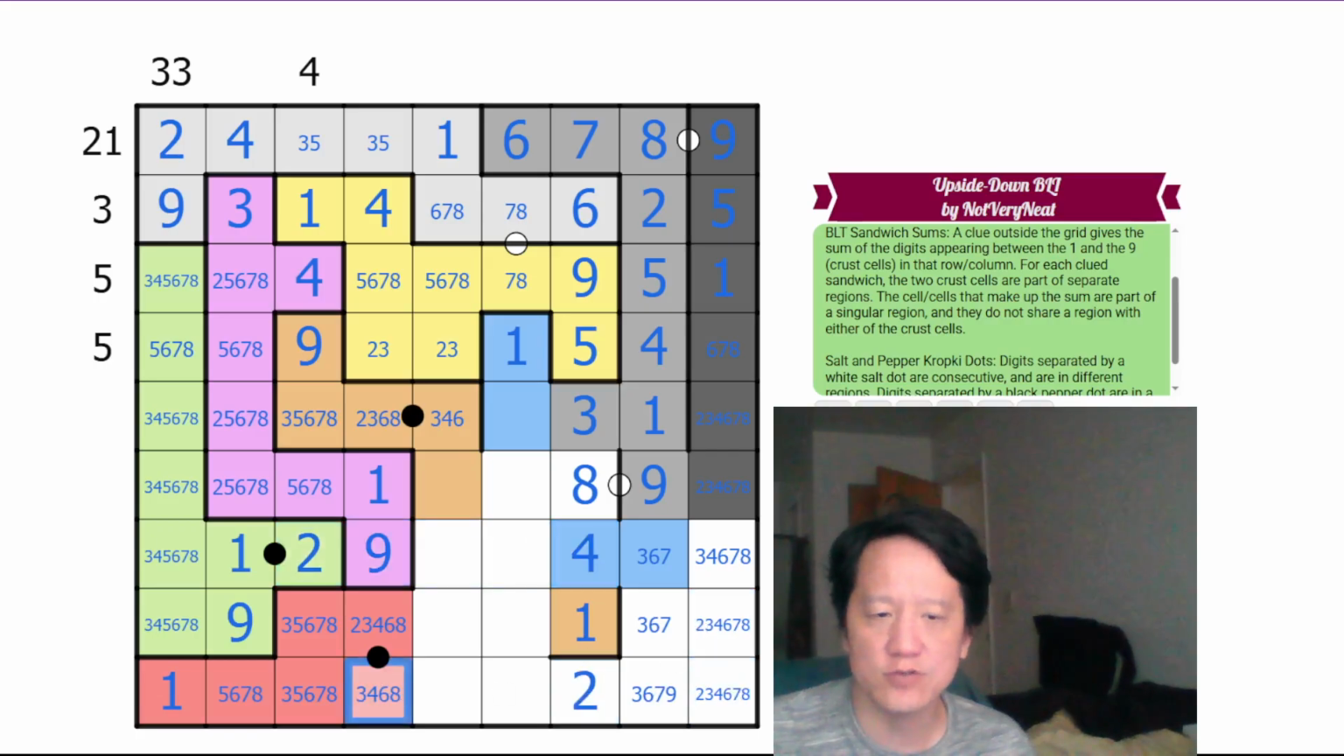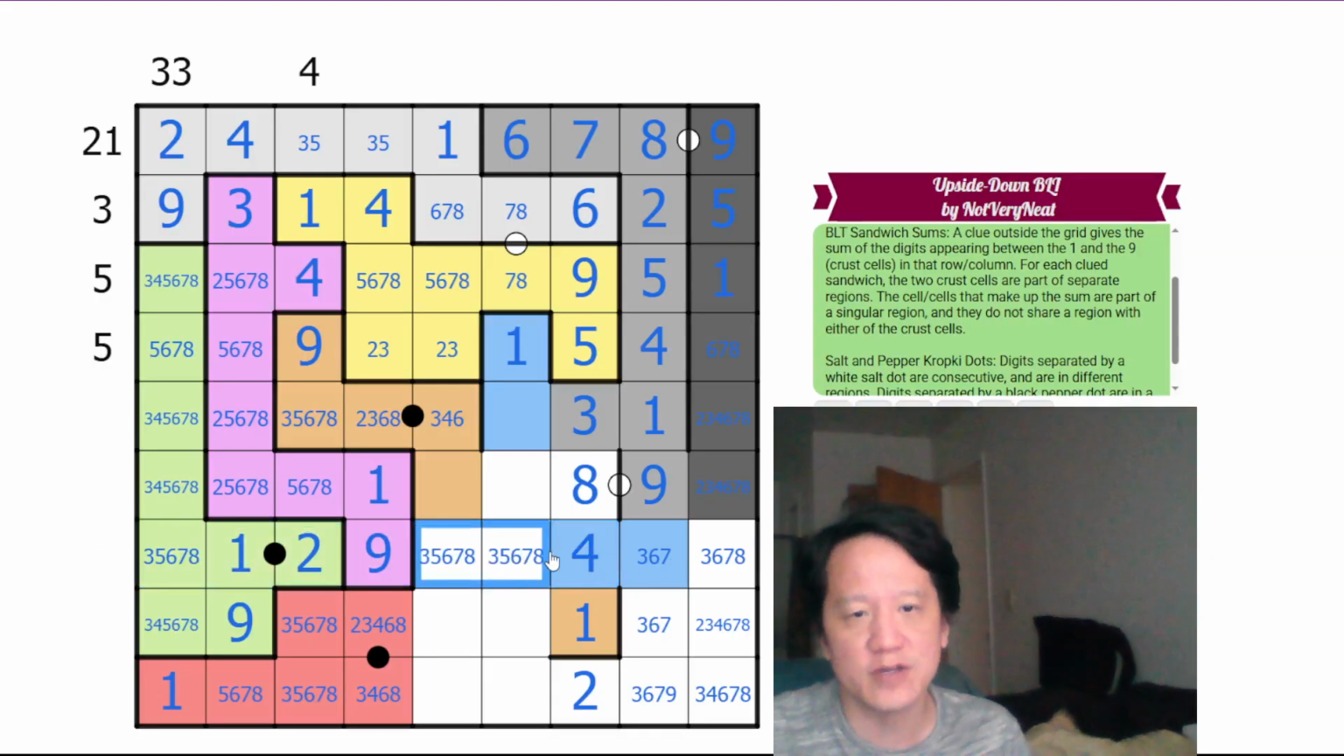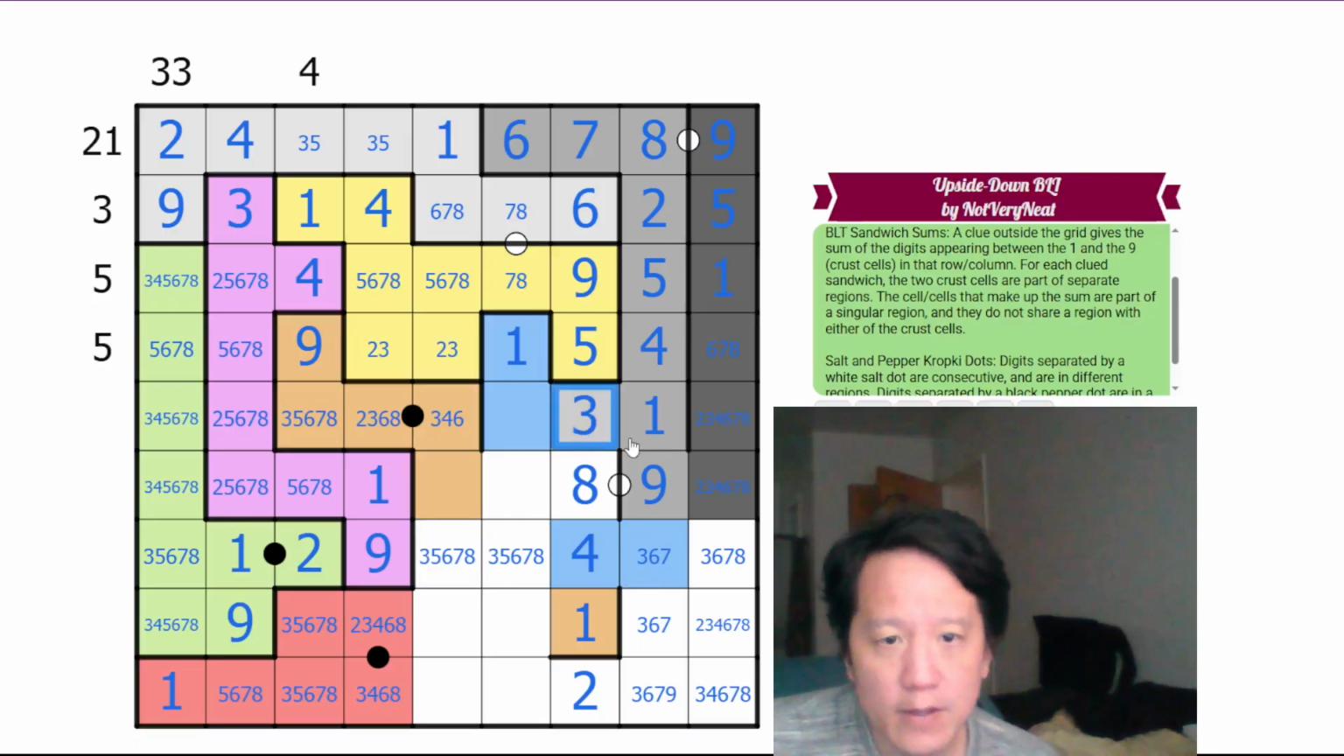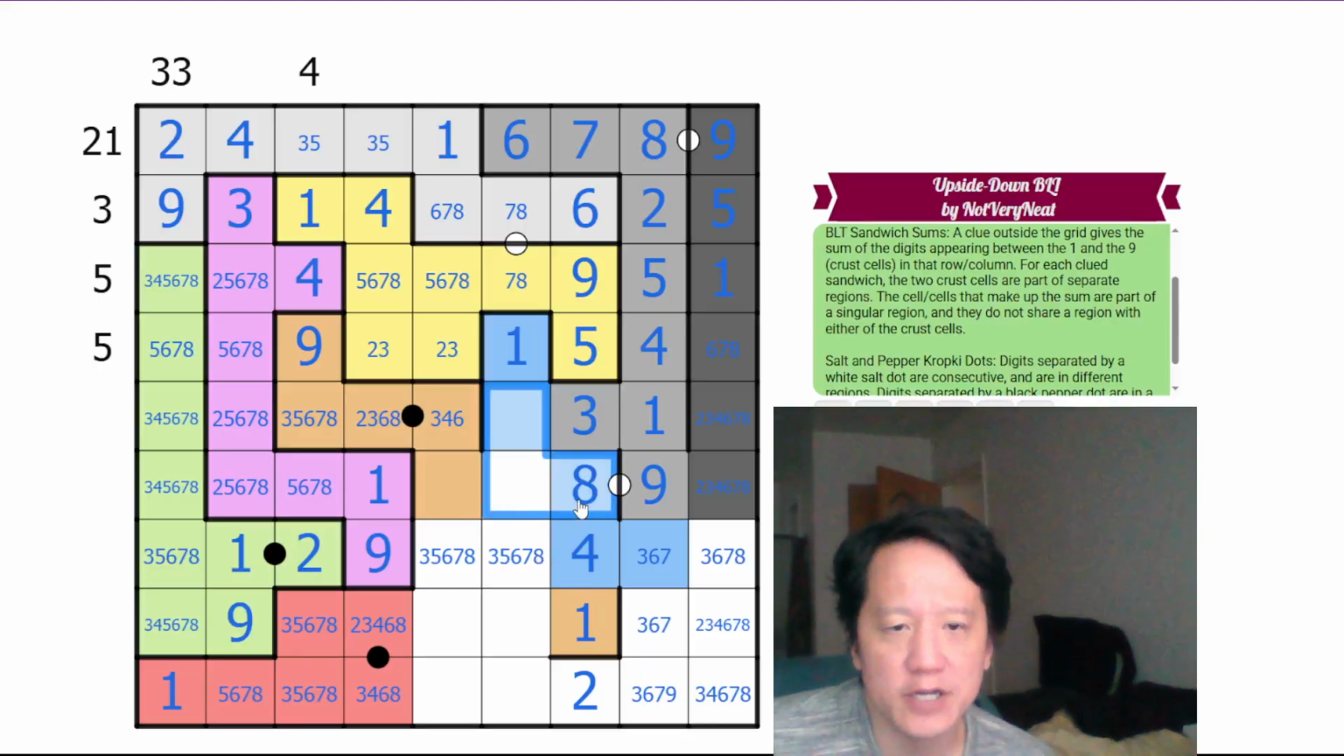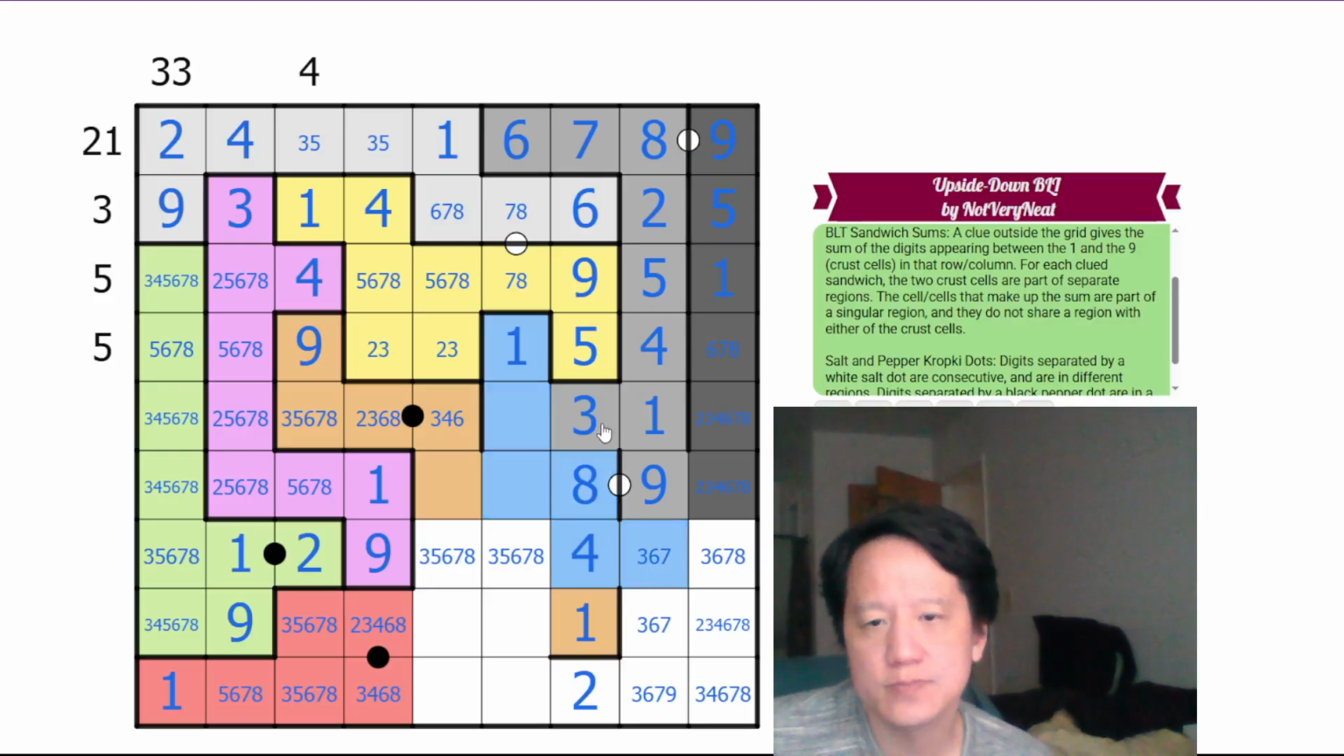That eliminates 2 from being here and here. No 4 in the rest of this row. The rest of this row is 3, 5, 6, 7, 8. This must be part of blue because you need to connect the blue somehow. So that's blue. Medium gray is done as a region.